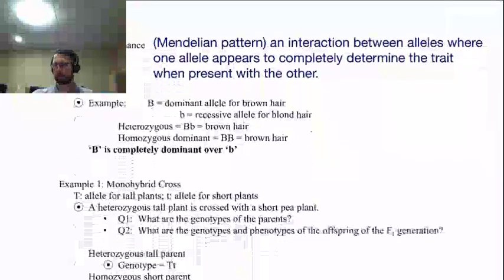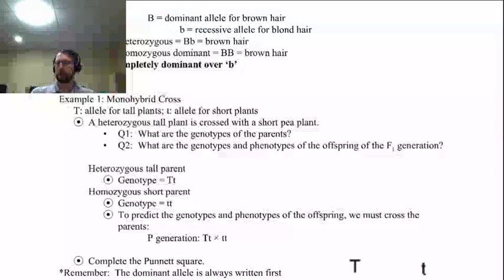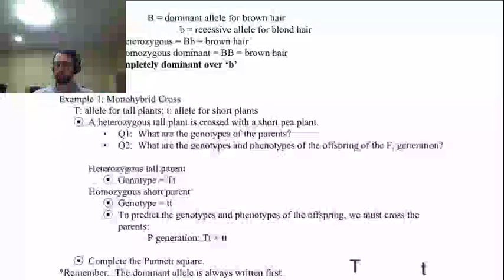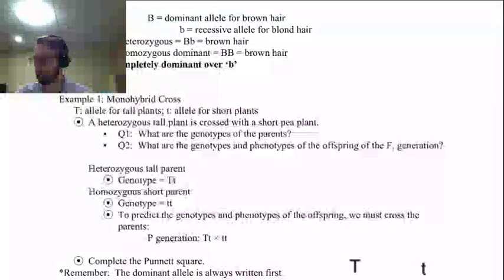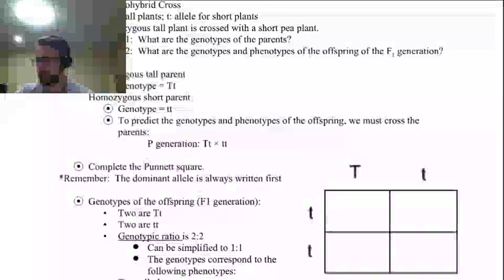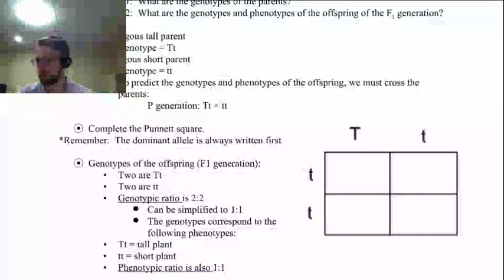There's a little bit of repetition in this example, in this booklet. Okay, so example number 1, the monohybrid cross. If the allele for tall plants is capital T, and the allele for the short plants is represented with the small t, a heterozygous tall plant is crossed with a short plant. What are the genotypes of the parents? And I believe this is actually the example that we have right here.